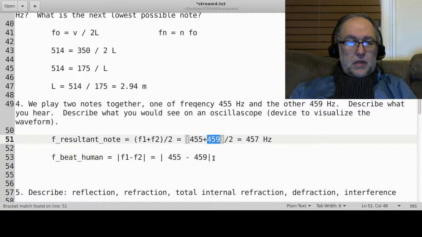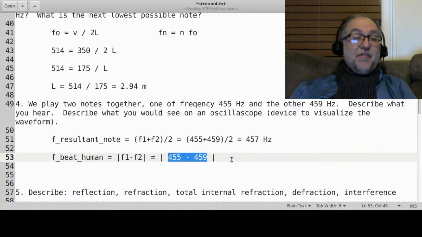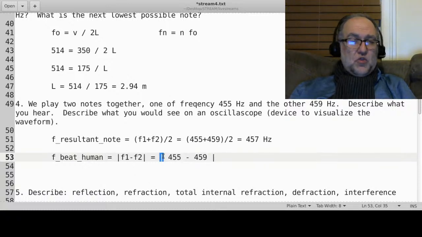Okay, so technically, if you did the subtraction, you would get -4, but the straight lines there are absolute values. They say, I don't care which one's bigger than the other. It's just whatever the positive difference is. So it's like 9 minus 5, which is 4 hertz.